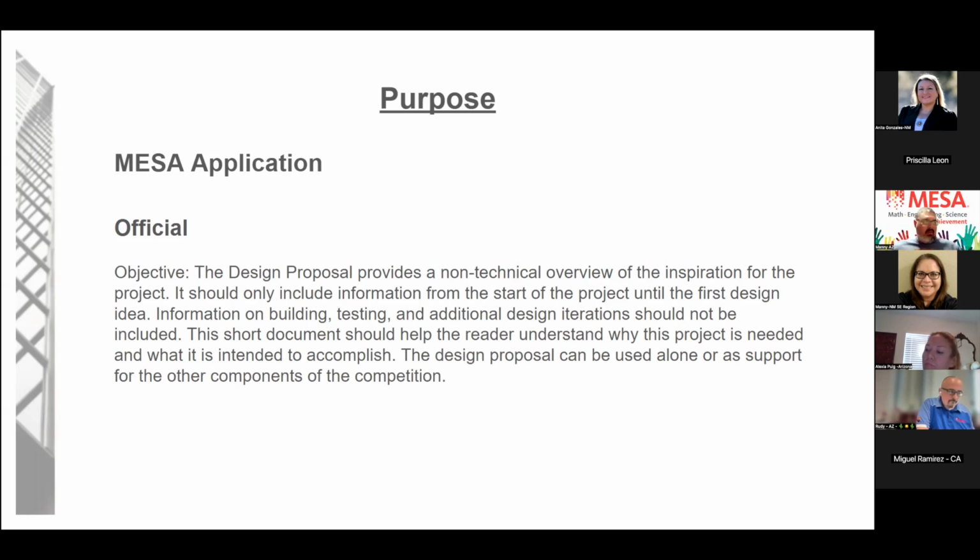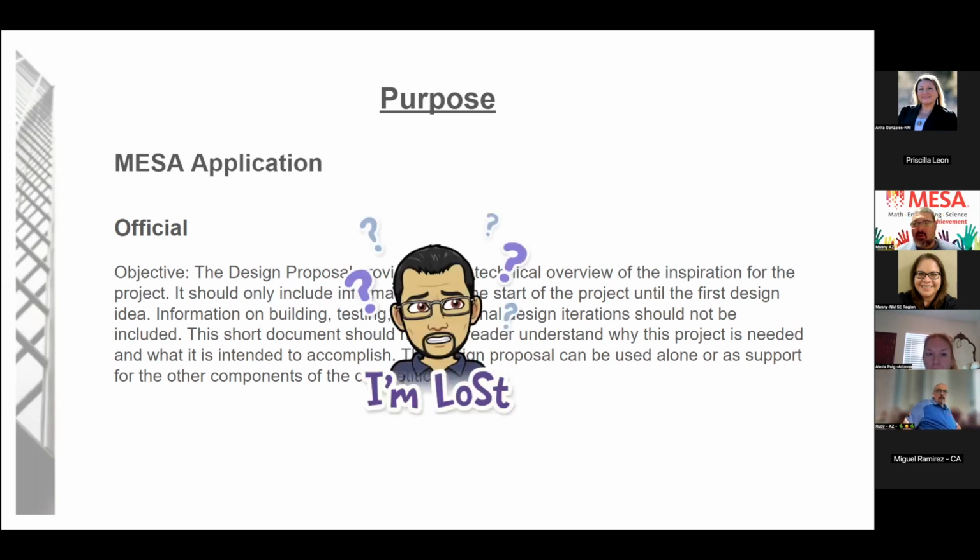right? So provide the non-technical overview, the inspiration for the project, right? And include information from the start until the first design idea. Building, testing, additional design iterations should not be included. Short document, help the reader understand why the project is needed, what is needed to accomplish, blah, blah, blah, right? A lot of times for students, that's tough to get through, right? And they're like, I'm lost. I'm already lost, right? We've just started and I'm not sure exactly what I'm supposed to be doing.